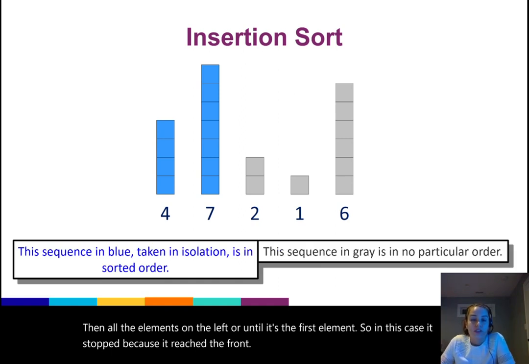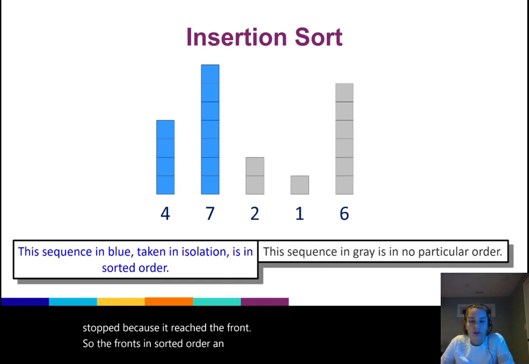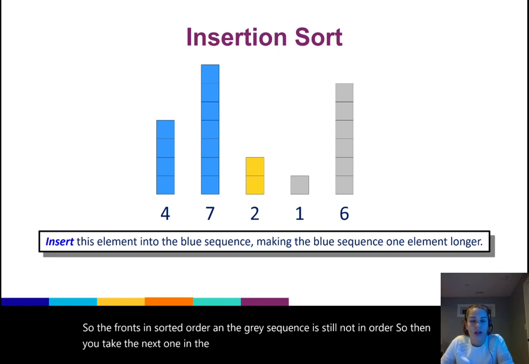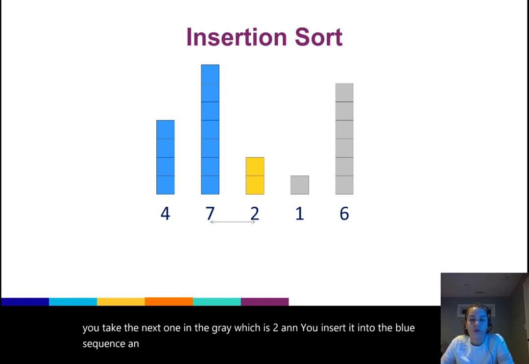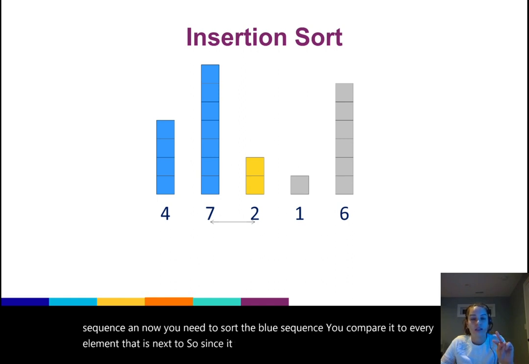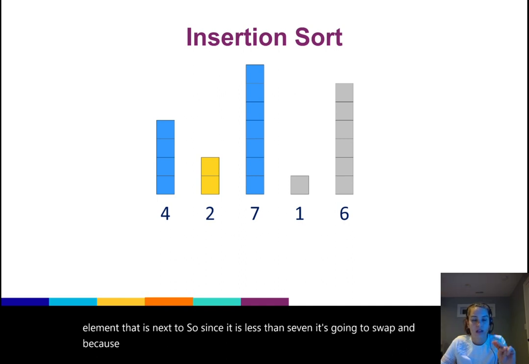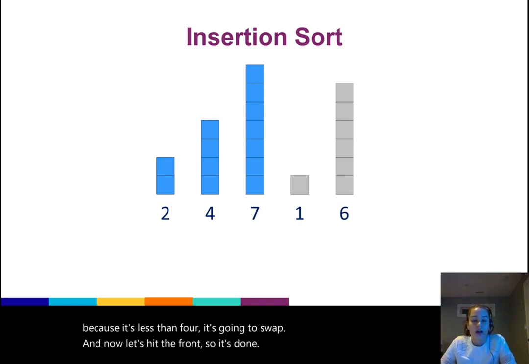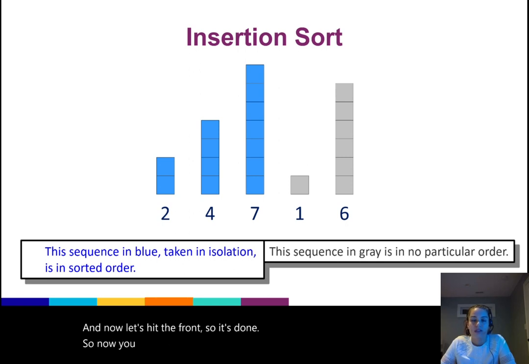Now the front is in sorted order and the gray sequence is still not in order. So then you take the next one in the gray, which is 2, and you insert it into the blue sequence, and now you need to sort the blue sequence. You compare it to every element that it's next to. Since it is less than 7, it's going to swap, and because it's less than 4, it's going to swap. And now it's hit the front, so it's done. Now you have another blue list that's in sorted order.